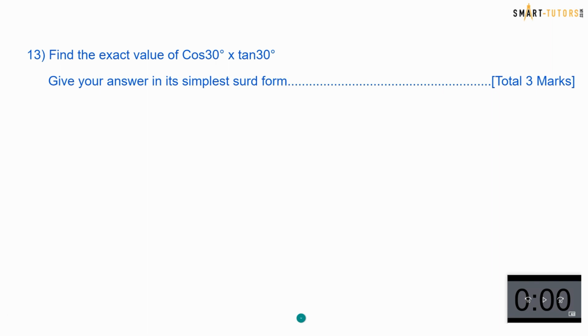So, 3 marks question. Let's start the time. In GCSE, this is a trigonometry exact value topic. As a GCSE math student, you need to know the exact value of cos 30 and the exact value of tan 30 without using a calculator.